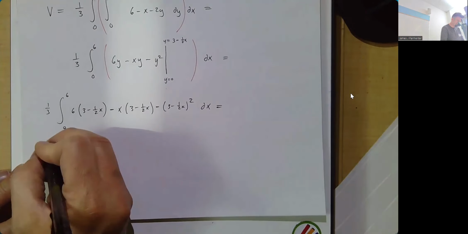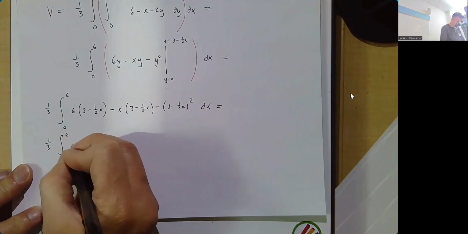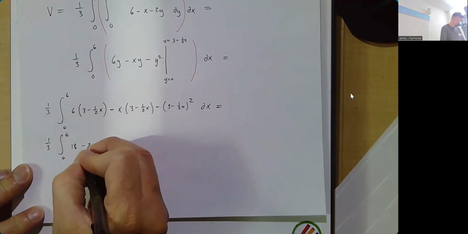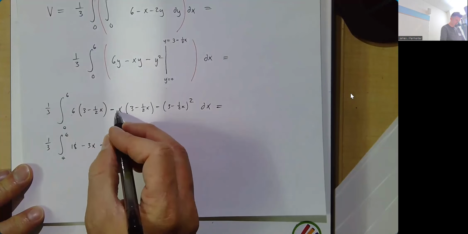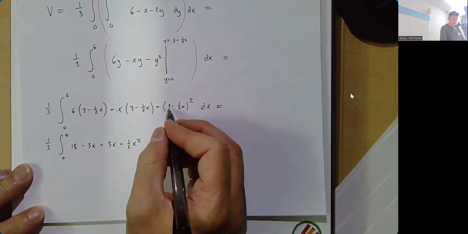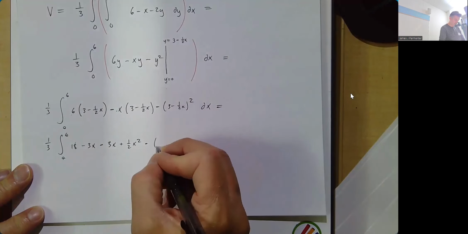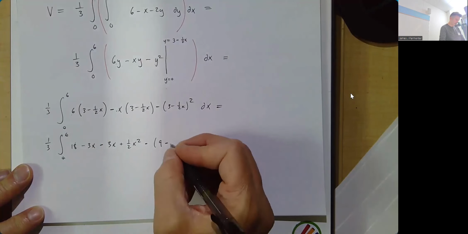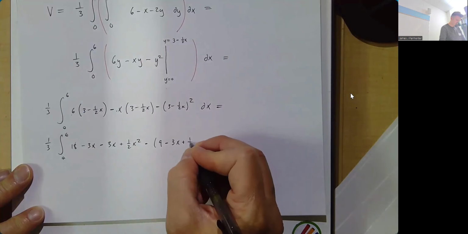So multiplying this out, we have 1/3 times the integral from 0 to 6. 6 times 3 is 18. 6 times 1/2 x is 3x, minus another 3x. Minus x times minus 1/2 x is plus 1/2 x squared. And then this is going to be minus (3 minus 1/2 x) quantity squared, which is going to be 9, minus 3/2 x minus 3/2 x is minus 3x, plus 1/4 x squared.